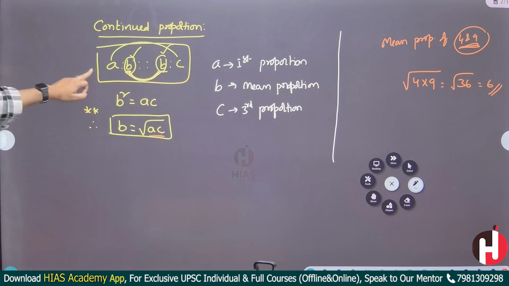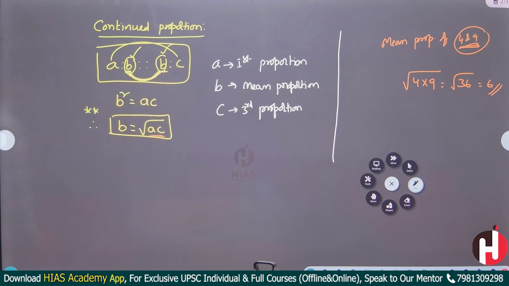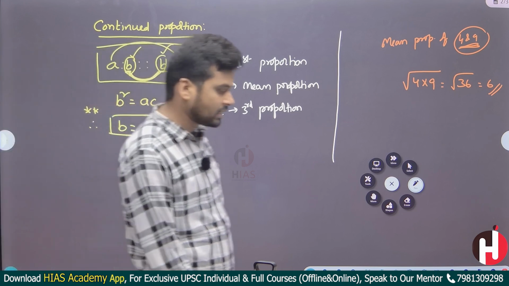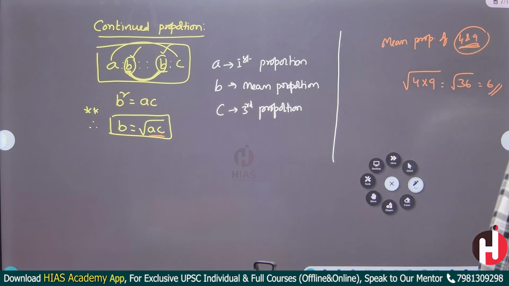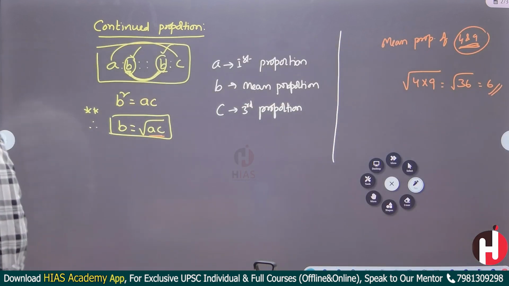So A is called the first proportion, B is called the mean proportion, and C is called the third proportion. This is continued proportion. So we have learned what a ratio is, the different types of ratio, then what a proportion is, and the different types of proportion. It is continued proportion.